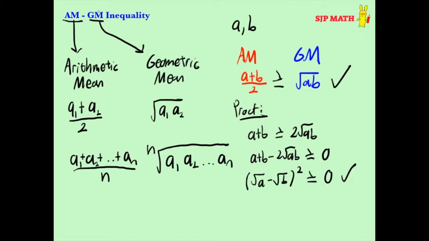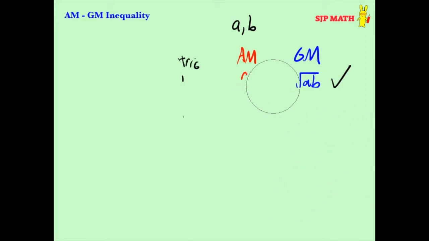But surprisingly, this AM-GM inequality works not only for two non-negative real numbers, but for any number of non-negative real numbers. So let's erase this first to get more space. So let's try three non-negative real numbers, a1, a2, and a3. So the arithmetic mean of these three numbers would be a1 plus a2 plus a3 divided by 3. And the geometric mean would be a1 times a2 times a3 cube rooted. And the AM-GM inequality states that the arithmetic mean is larger than or equal to the geometric mean. And it holds true for any three non-negative real numbers.